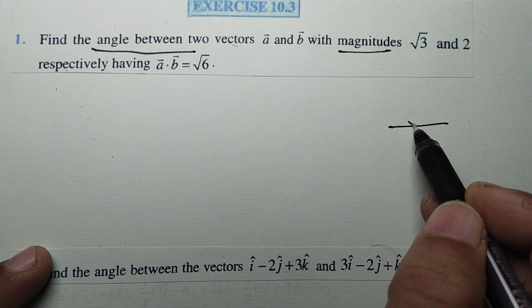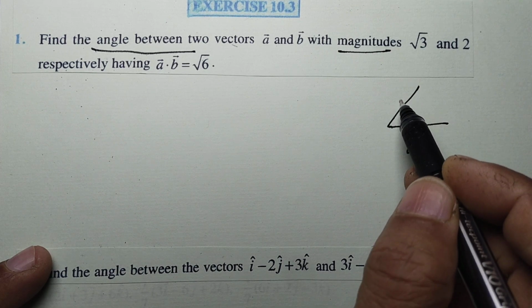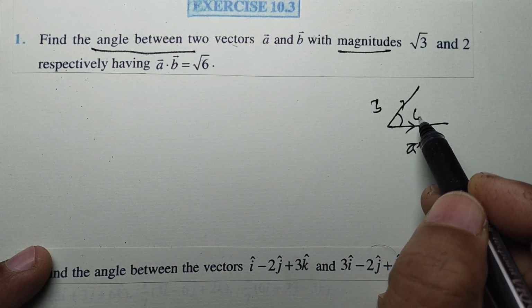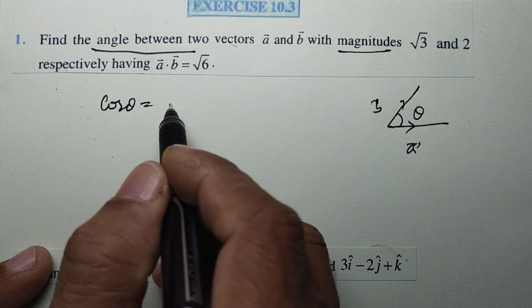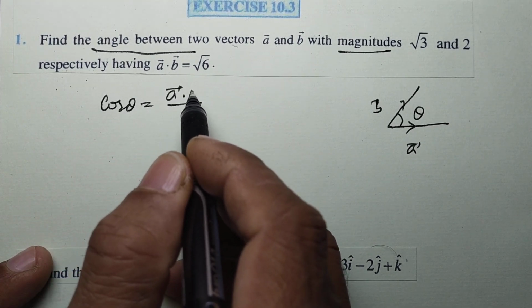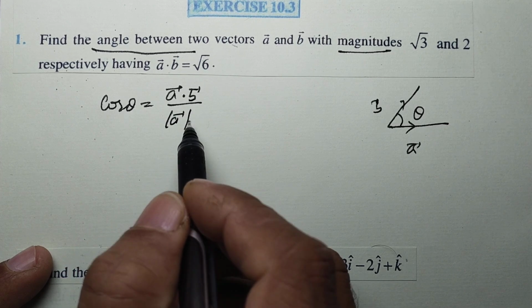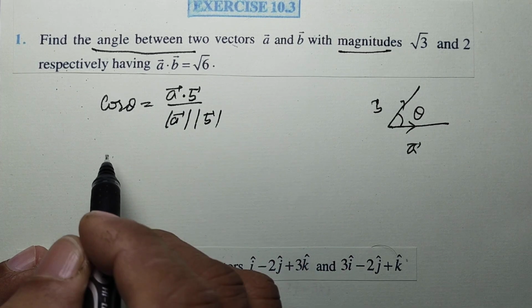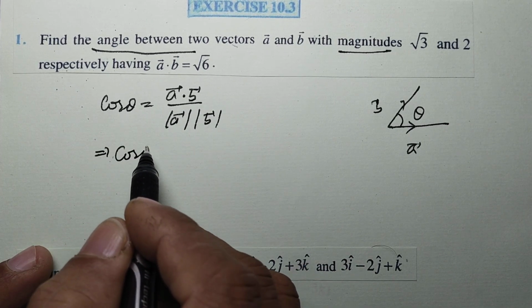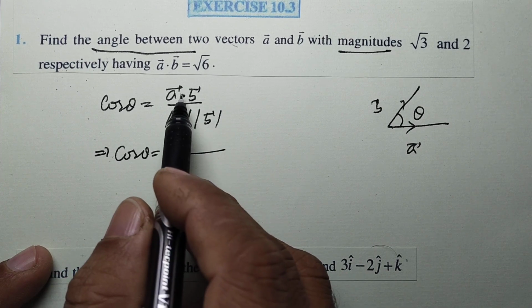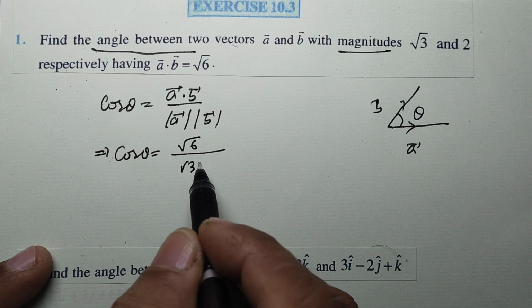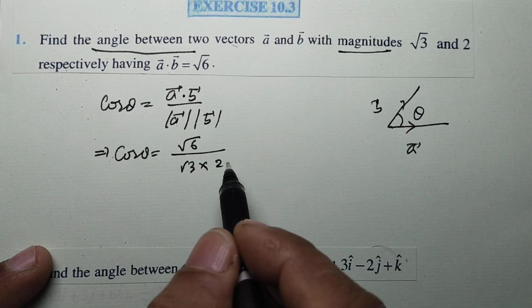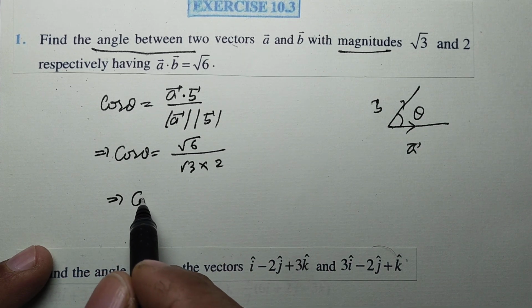So we know if two vectors a and b make an angle theta in between, then the angle is given by cos theta is equal to a dot b by magnitude of vector a into magnitude of vector b. And here all the data is given: a dot b is square root of 6, magnitude of a is root over 3, magnitude of b is root over 2, and we can simplify.